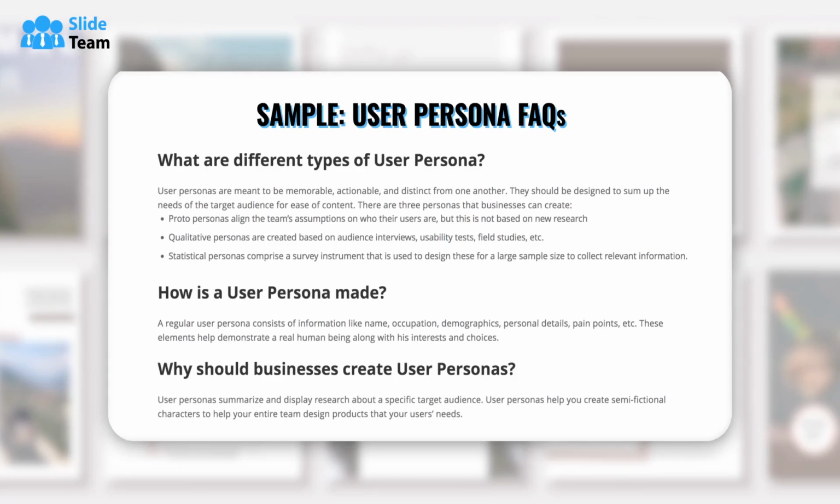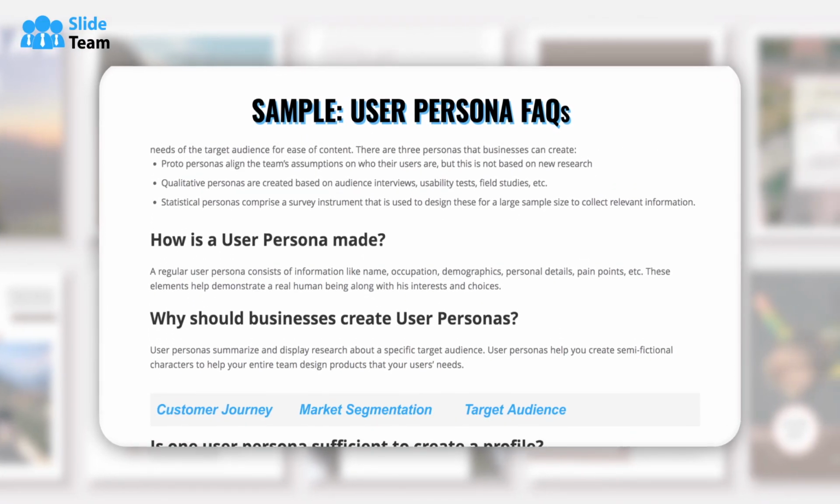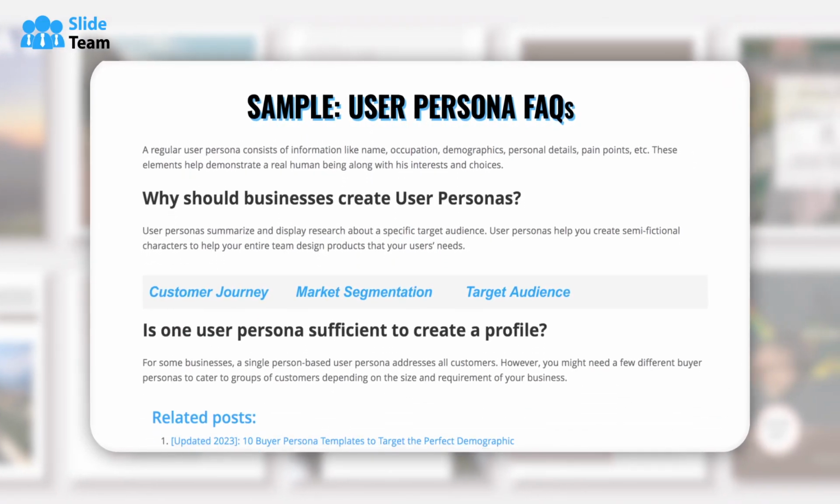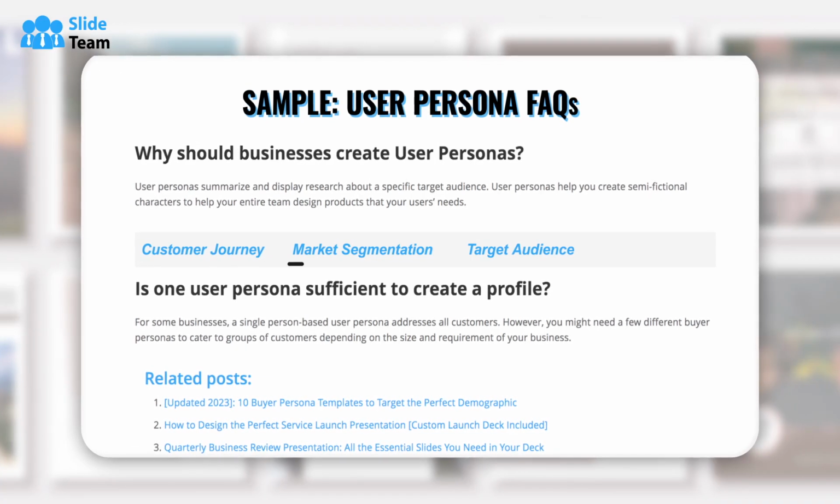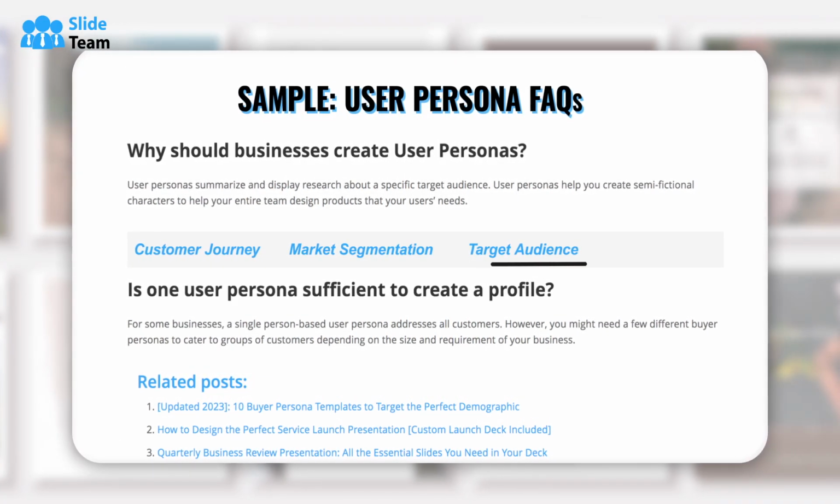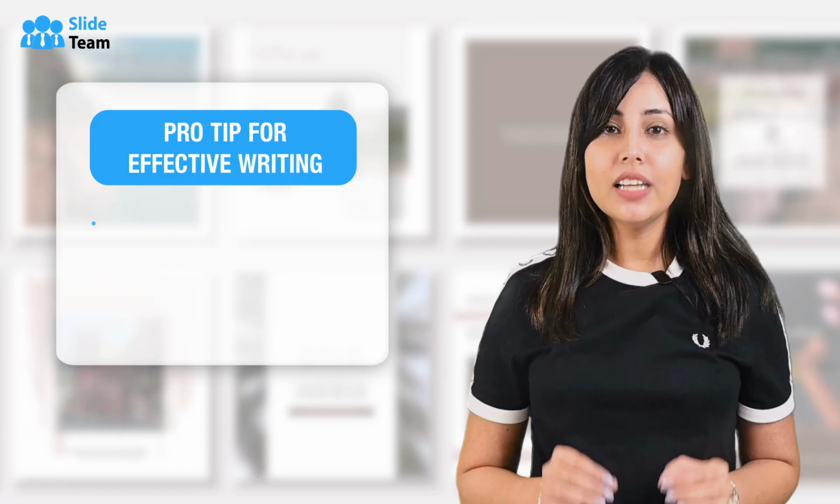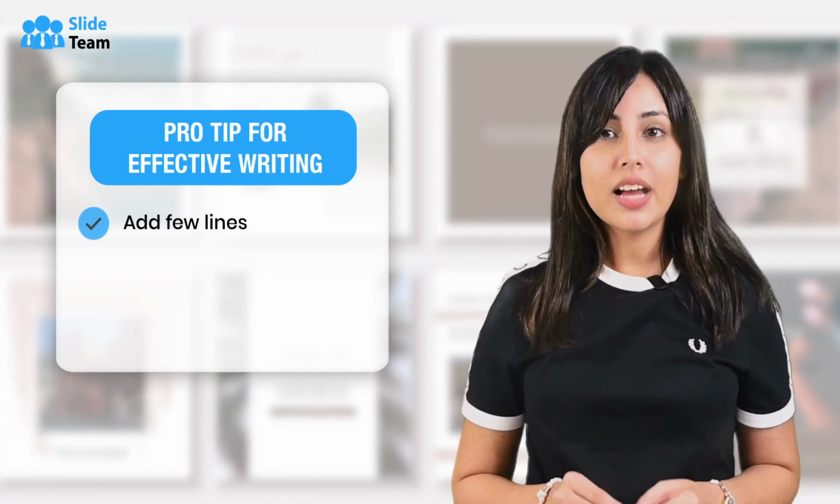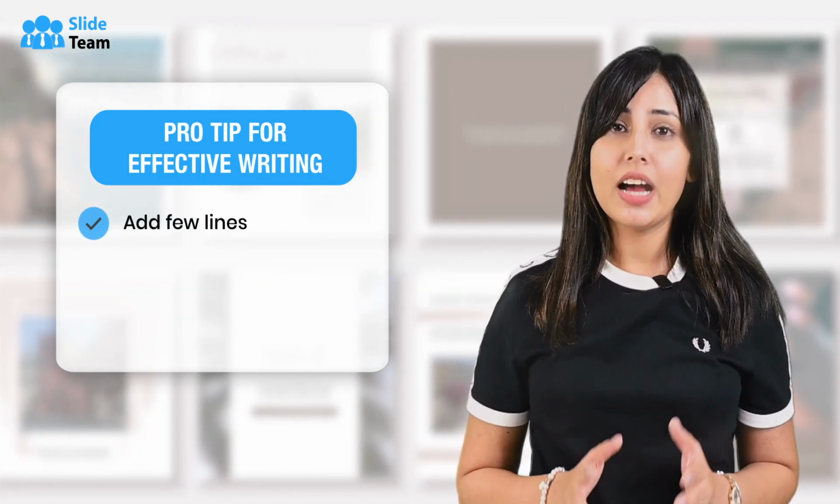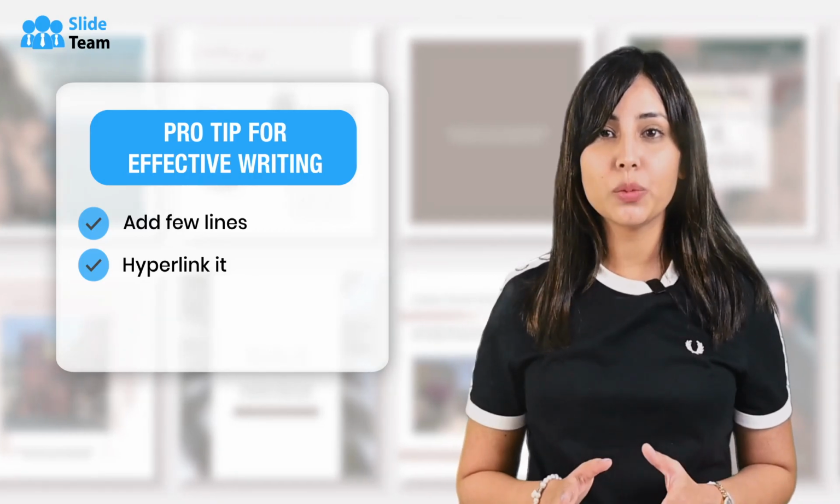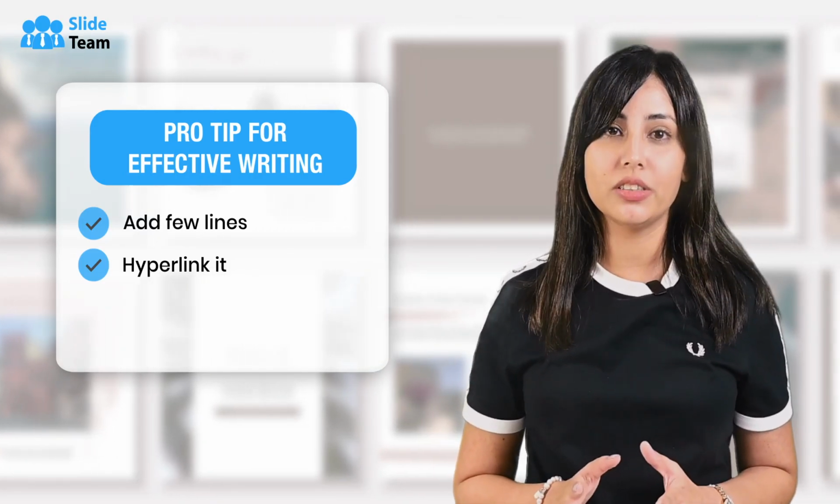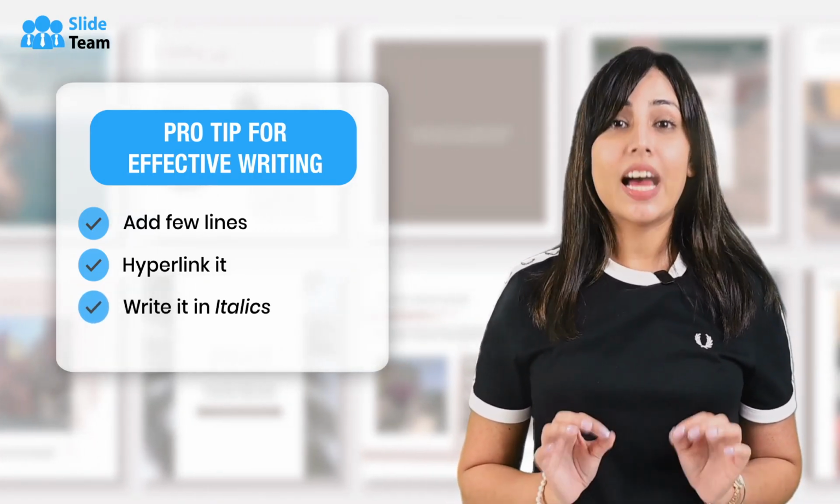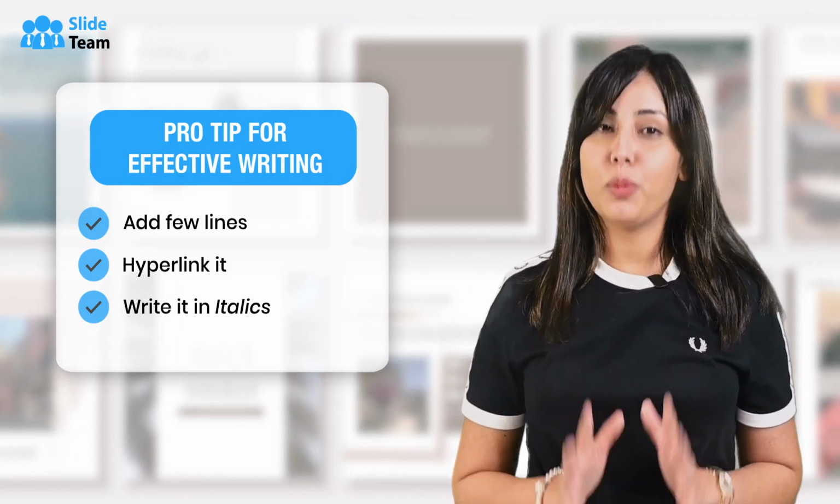For example, if you're writing a blog on user persona, you will be incorporating articles related to user persona, such as customer journey, market segmentation, target audience, etc. You should add a line or two about the related blog as a question or statement and hyperlink it with the relevant keyword or bunch of words in your article. Write it in italics to differentiate it from your blog.